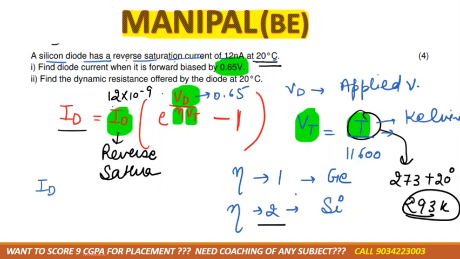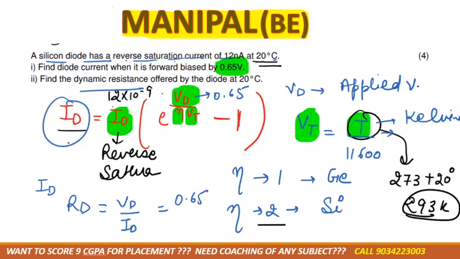Calculate it. Now next they are asking for the dynamic resistance. Dynamic resistance is RD, that is VD over ID. So VD we know is 0.65, and ID we'll calculate from the first case. We can substitute it here, then we'll get the value for RD.